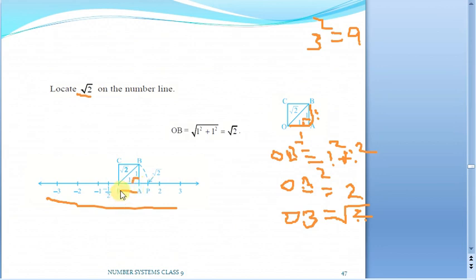So this is 0, this point A is 1. If you assume this entire thing as our number line, this root 2 is going to be lying exactly at P. So this is how we use the geometric method to represent irrational numbers on the number line. For the same, we have seen the example with root 2. So this is how you locate root 2 on the number line.